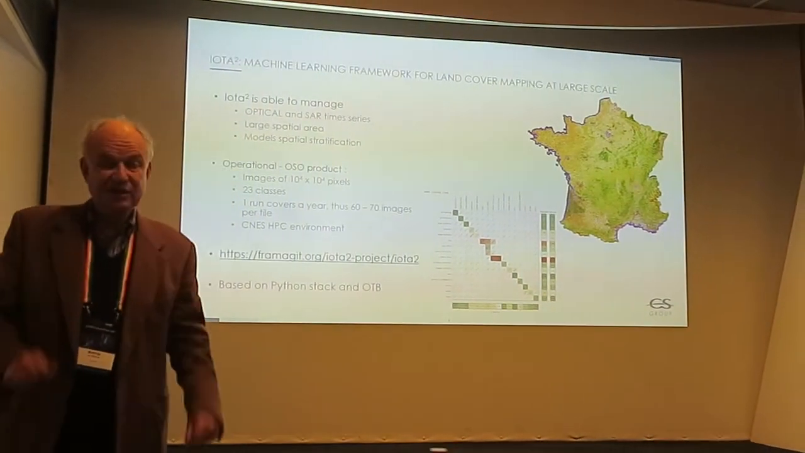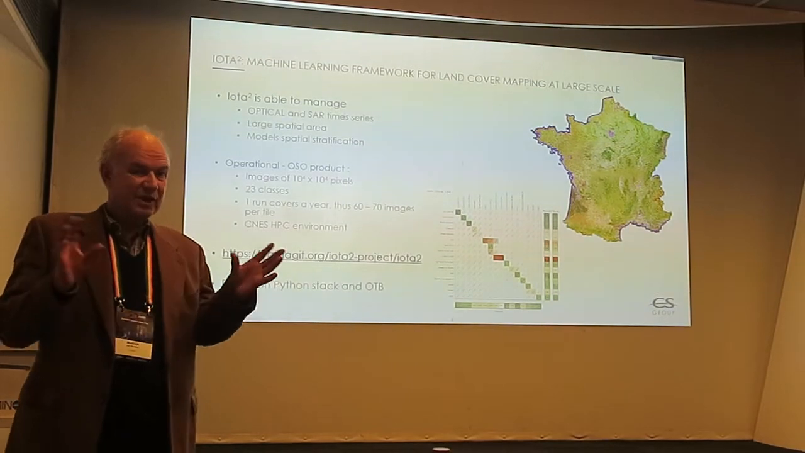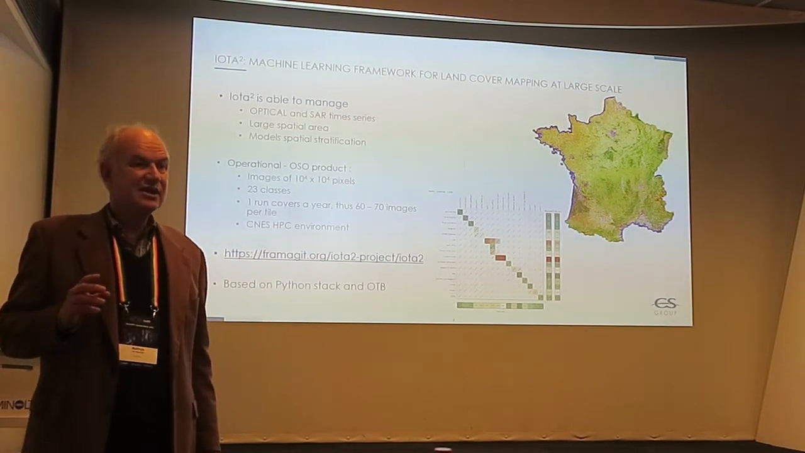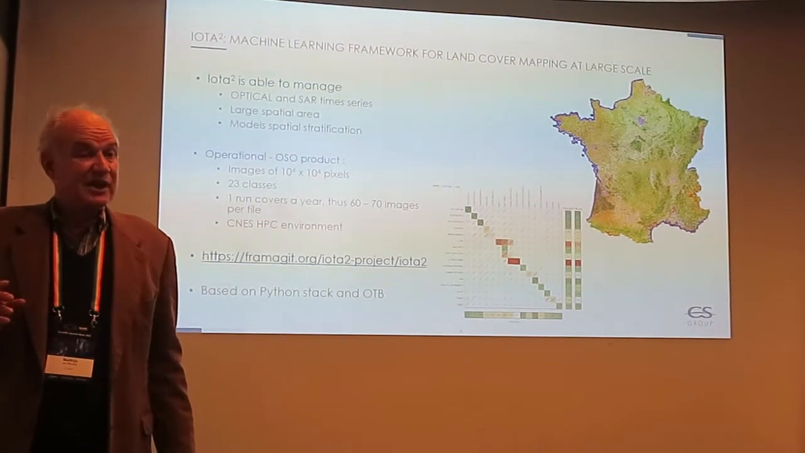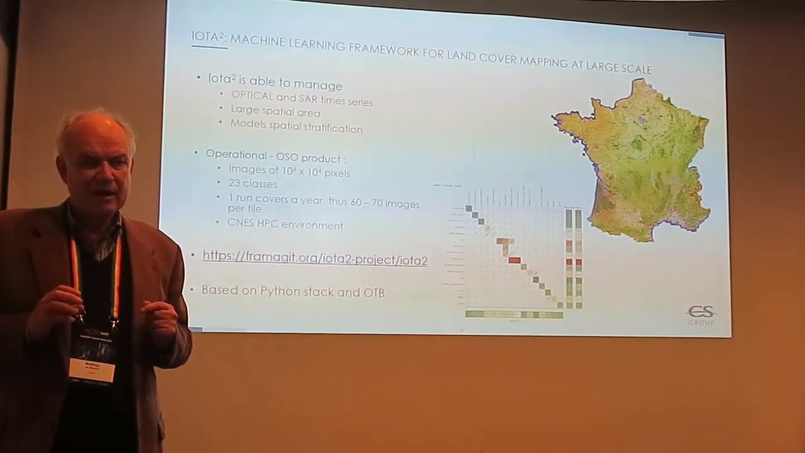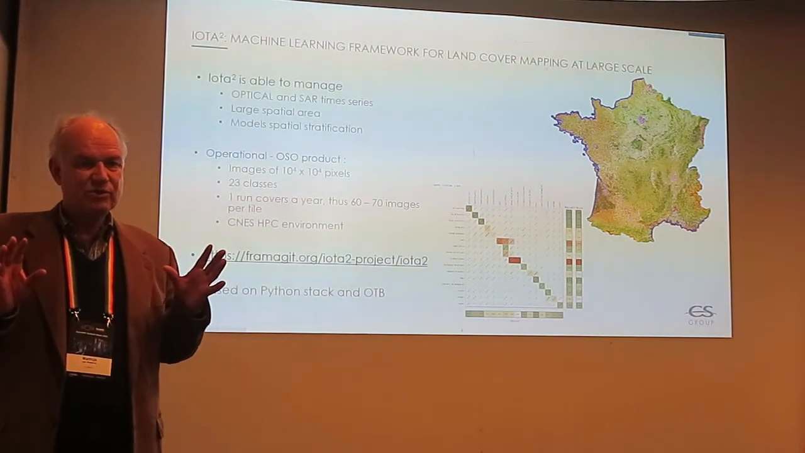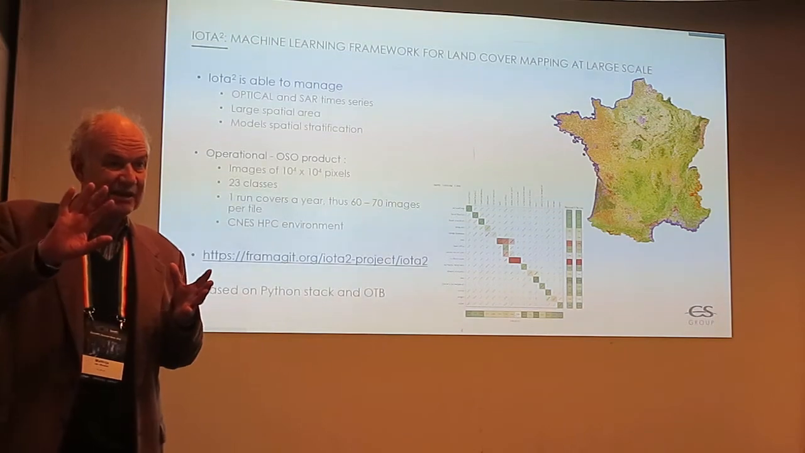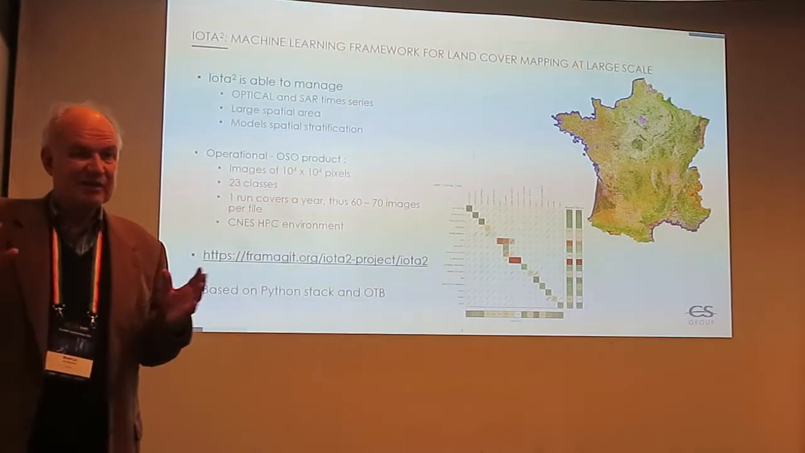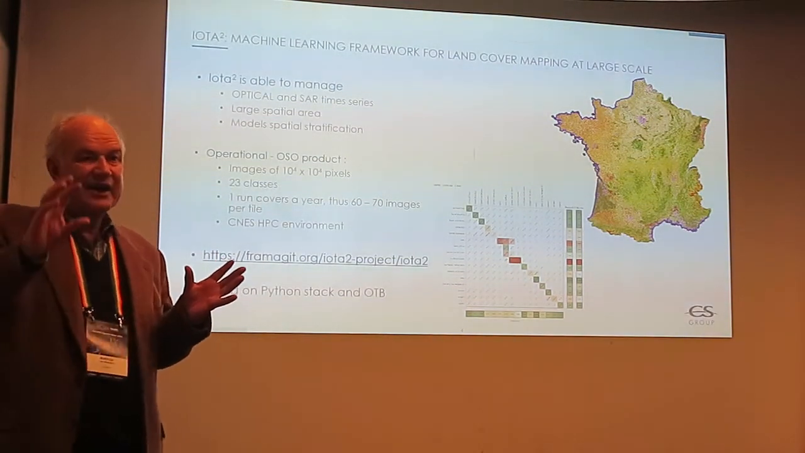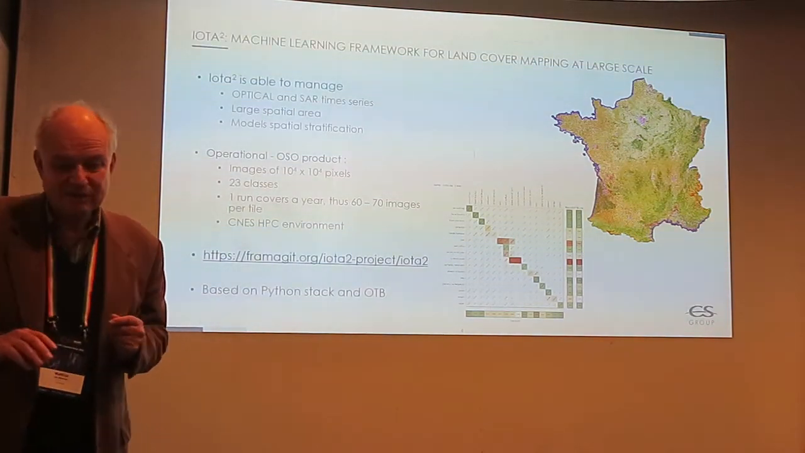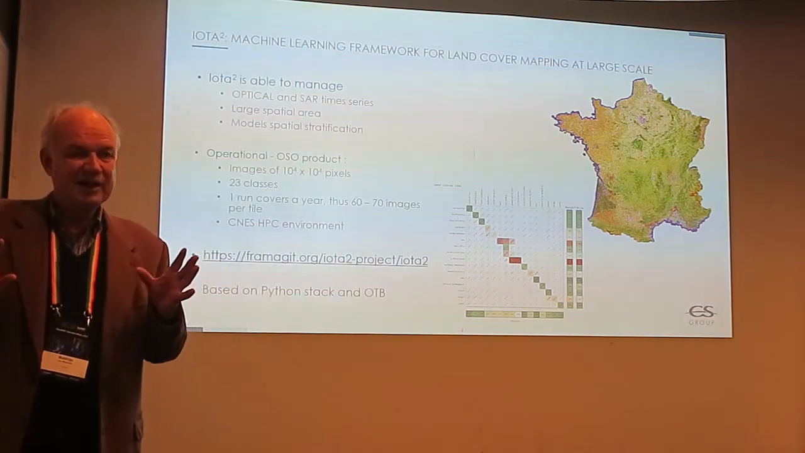So in Earth observation, the CS group has a big experience, and one of the projects we are managing now for CNES, the French space agency, is IOTA 2. This is a machine learning framework. The goal of this framework is to map the land over a large area, typically a country, and the mapping of the land means identifying what is field, what is industry, what is river, what is forest, etc.